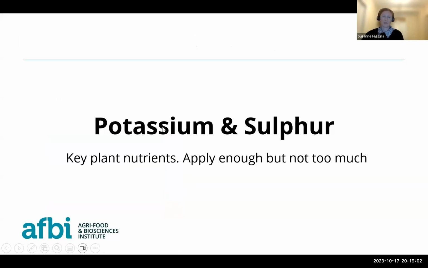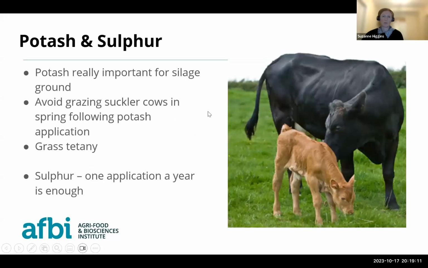So your other main nutrients are potassium and sulfur. These are key nutrients. What you want to do here is apply enough, but not too much. Your potassium is particularly important for silage ground. You don't want to get deficient in potassium, particularly for silage.